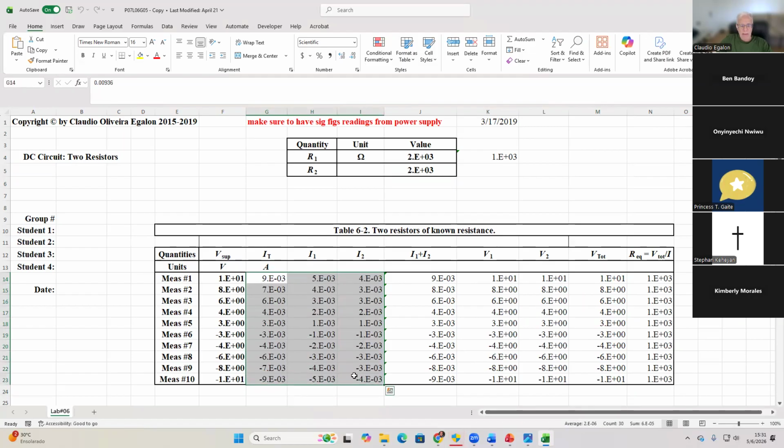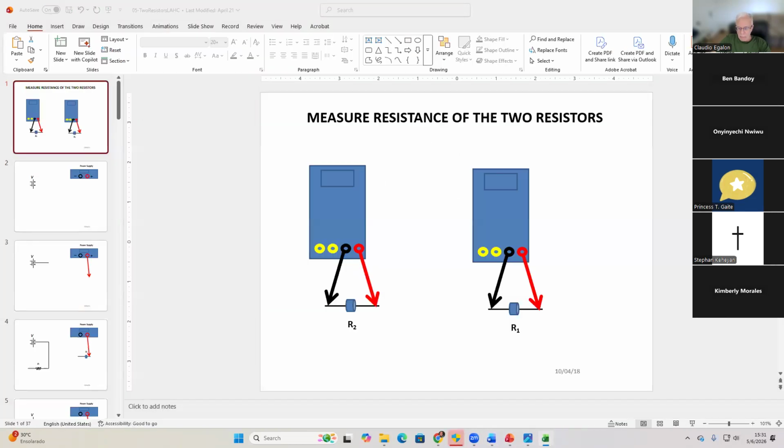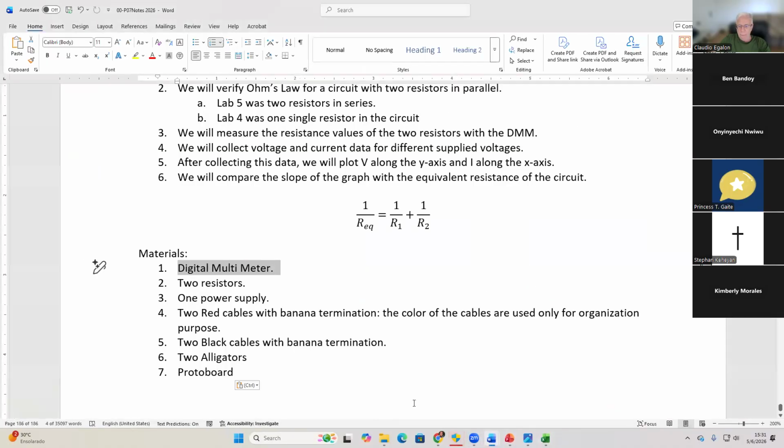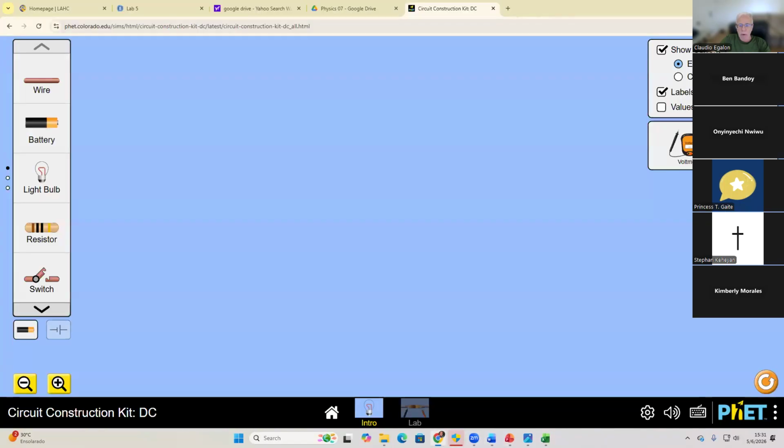I'm going to show you exactly what those current measurements are in the circuit. So what you're going to do, you're actually going to plot three graphs, okay? You're going to plot three graphs. We'll get there. I'll get there with the details. Right in here. Two resistors, one power supply, two red cables with banana termination. Let's go back to our, here you go. Power supply is the battery right in here.